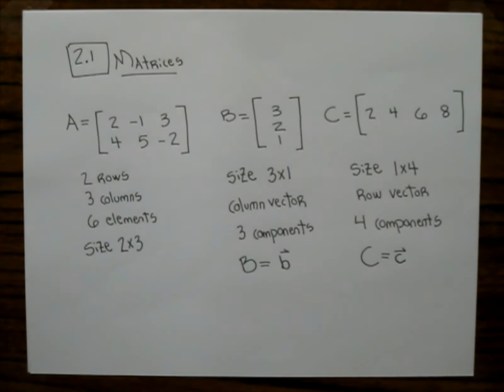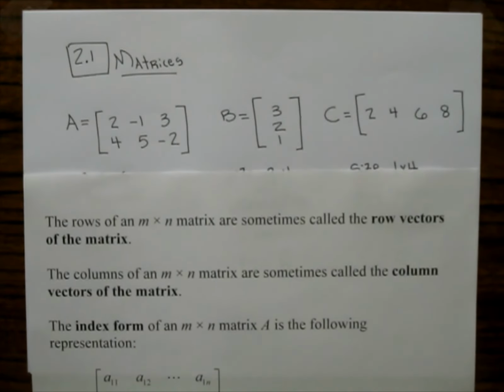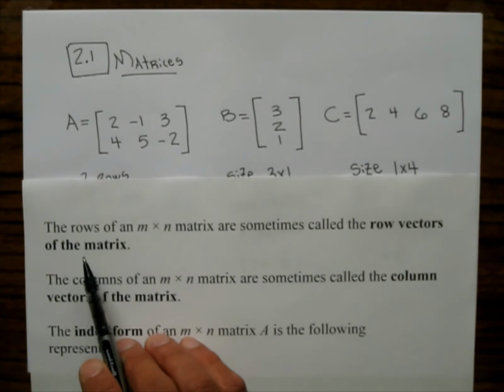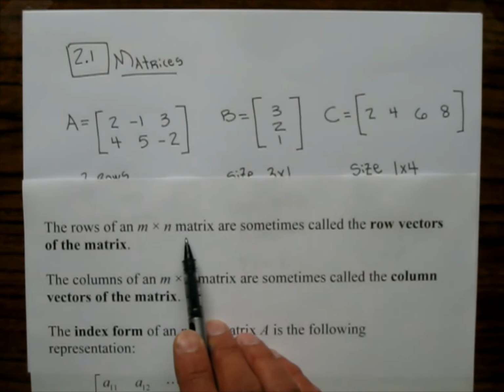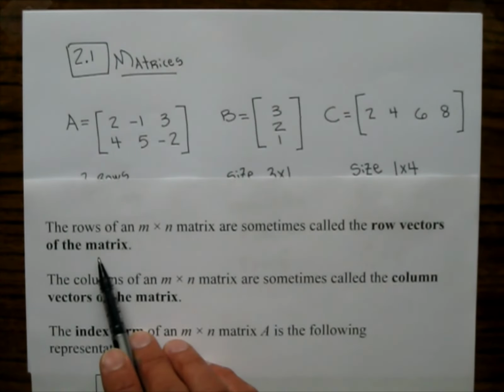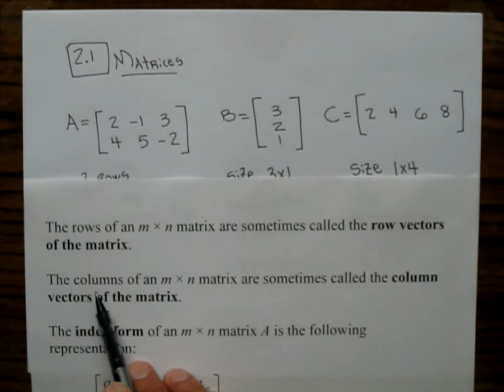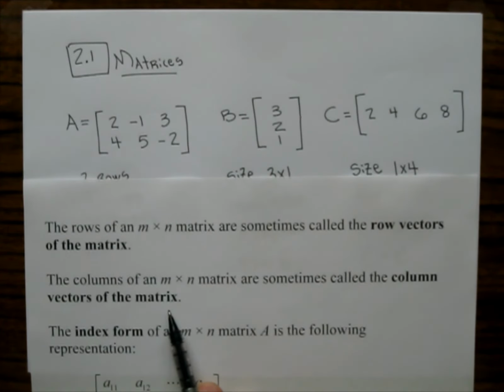Let's continue with our definitions. There are a lot of definitions. This section is kind of low level in the sense that we're not doing really too much mathy stuff. Okay, let's take a look at this. The rows of an m by n matrix are sometimes called the row vectors of the matrix. The columns of an m by n matrix are sometimes called the column vectors of the matrix.